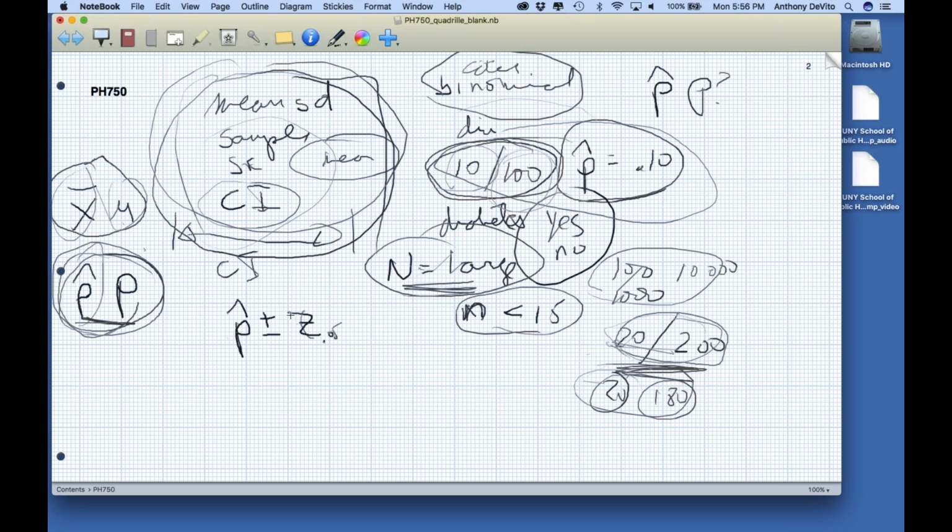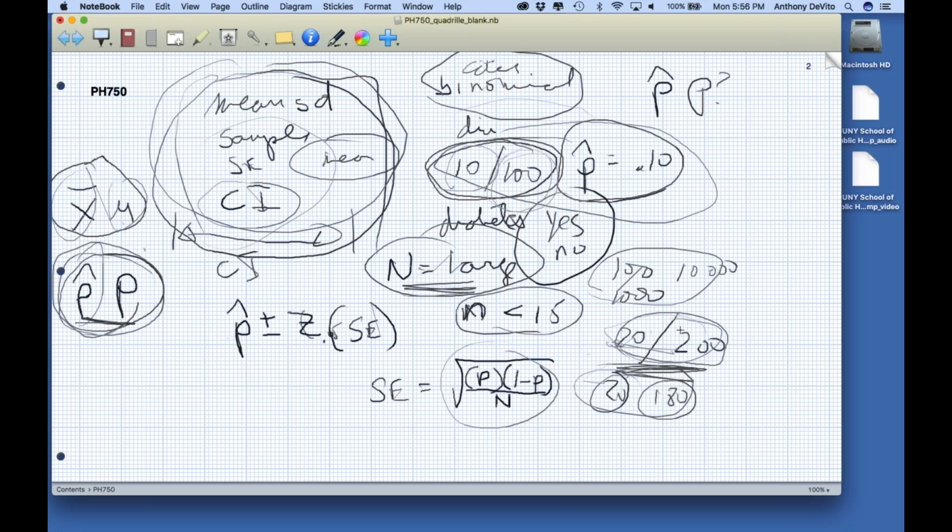So I can say z times my standard error. Now my standard error here has a special calculation. Our standard error is equal to the square root of p, actually it's going to be p cap. It's p, but for all practical purposes that's really p cap because we never know what p is, times 1 minus p, over the sample size, right? So we're going to use that as p cap.